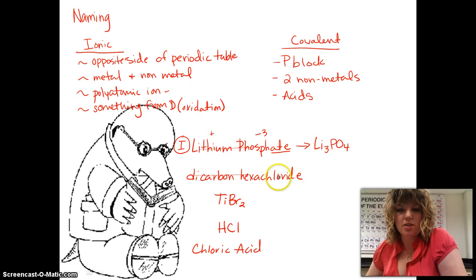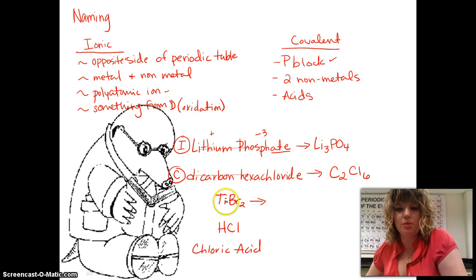Dicarbon hexachloride, since carbon and chlorine are both in the P block, I know this is a covalent bond. Okay. And so I'm going to have 2 carbons. We have that prefix di, 2 carbons, and hexa means 6, so it's going to be Cl6.